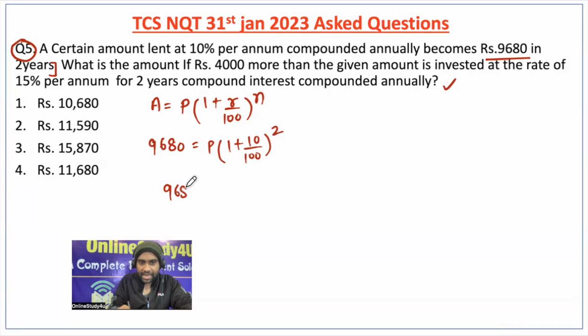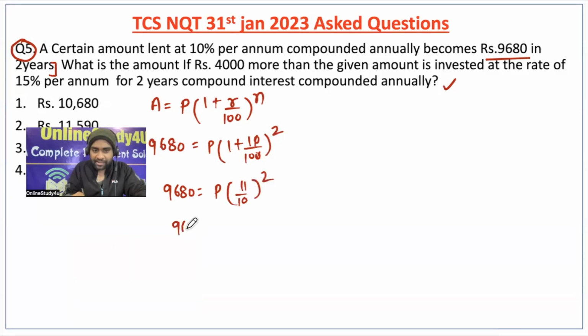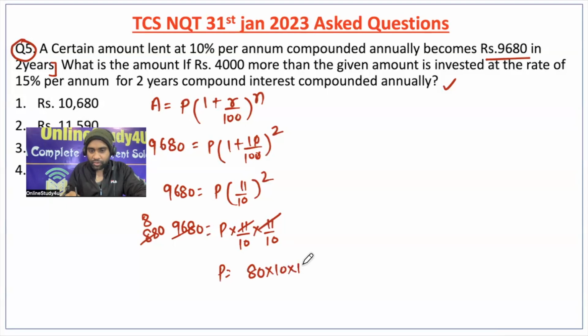So 9680 is equal to principal into 1 plus 10 by 100, the 10s cancel, so principal into 11 by 10 whole square. I have taken the LCM here. Now 9680 is equal to principal into 11 by 10 into 11 by 10. Now you see, 11 eights are 88, 11 eights are 88, so principal will be equal to 80 into 10 into 10, which is 8,000 rupees. We have got the principal here.